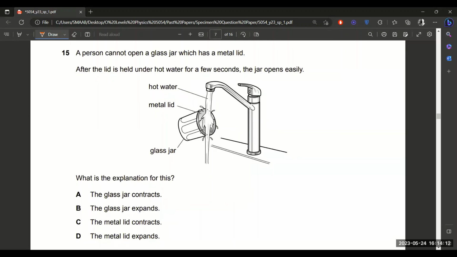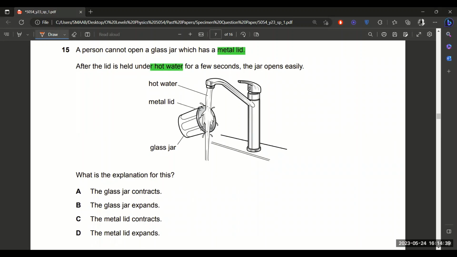Question 15. A person cannot open a glass jar which has a metal lid. After the lid is held under hot water for a few seconds, the jar opens easily. So basically, we are using a metal lid. Remember one thing, and then we are using hot water. You know the concept that if we apply hot water on a metal lid, thermal energy is going to be supplied to the metal lid. And the same concept was discussed in the previous question. So what is the explanation for this?